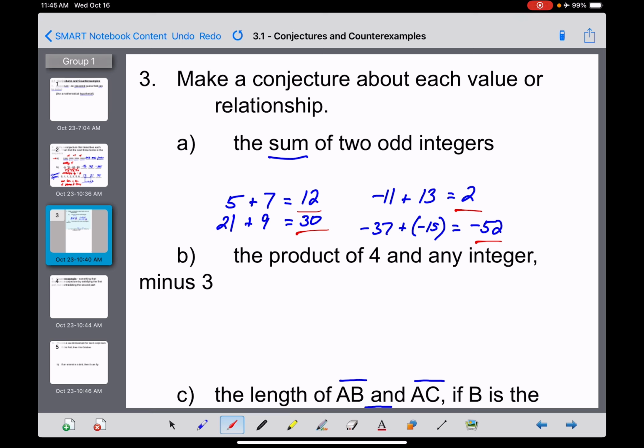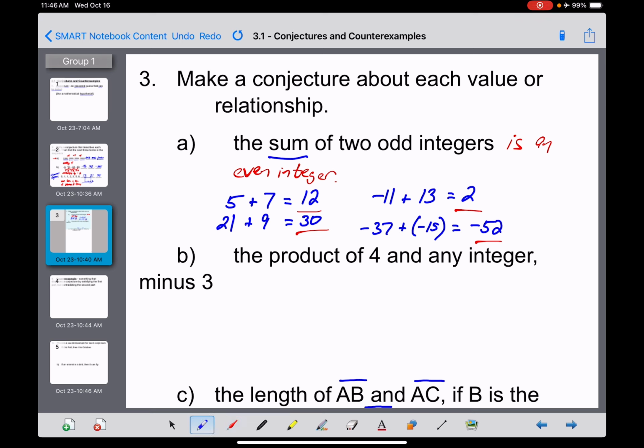What I'm hoping you noticed is that every time we add two odd integers together, we end up with an even integer. Okay, so that is what I would say for our conjecture right here. The sum of two odd integers, I should say, is an even integer. Just kind of make a complete sentence out of that right there. And that's going to be true no matter which two odd integers you pick, everybody.